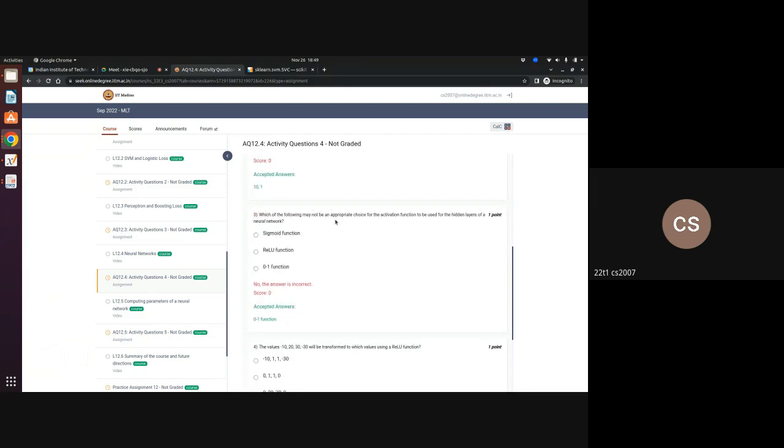Which of the following may not be an appropriate choice for the activation function to be used for the hidden layers of the network?